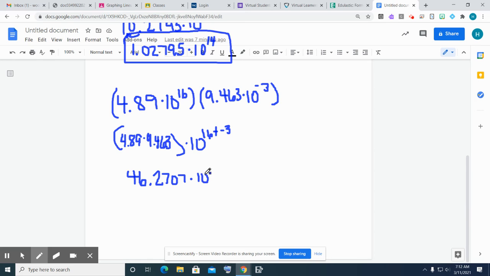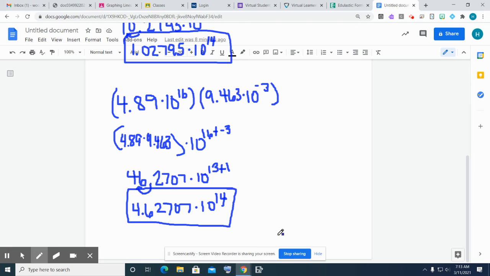Times 10 to the power of 16 plus negative 3 is 13. Again, our leading digit up here is greater than 10, so we're going to have to shift our decimal one place to the left, which means we have to add 1 to our exponent, giving us 4.62707 times 10 to the power of 14. And that would be our final answer.